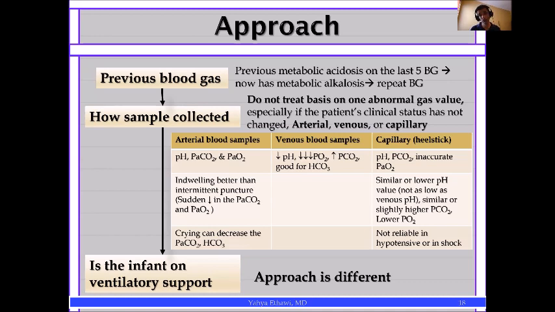If you don't have an upper right sample, always consider it postductal, and the pH will be lower and the PCO2 will be higher. And the most important thing: is your patient ventilated or not when you comment on your blood gas?